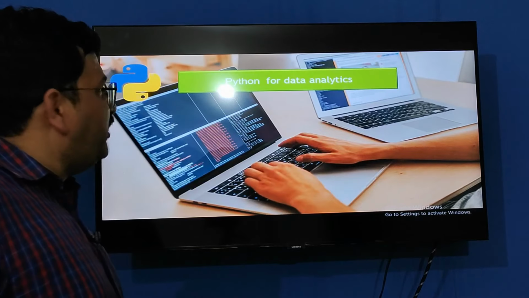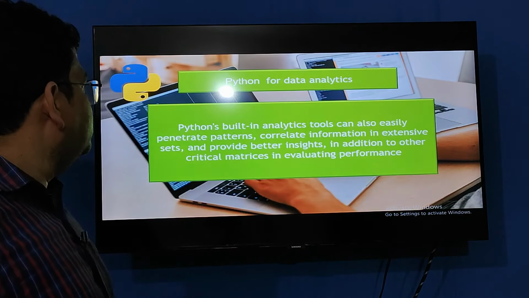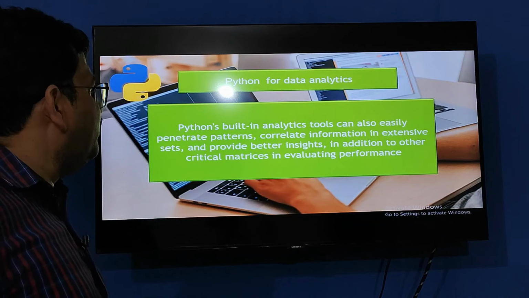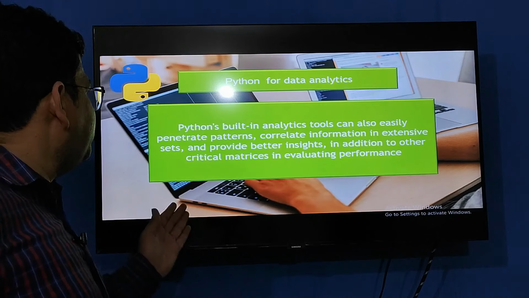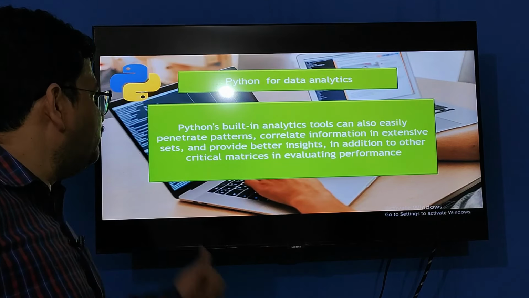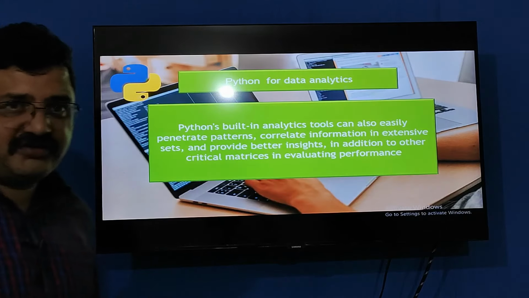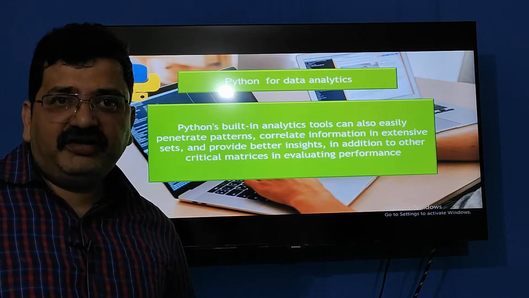Then comes Python. Python is an object-oriented programming language. Python's built-in analytics tools can easily penetrate extensive data sets, correlate information and find patterns, and provide insight in addition to other metrics in evaluating performance. All these tools are very important if you are starting your career in data analytics.